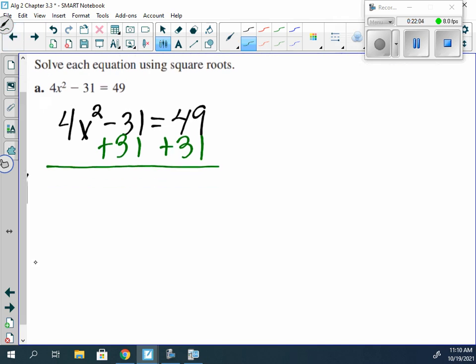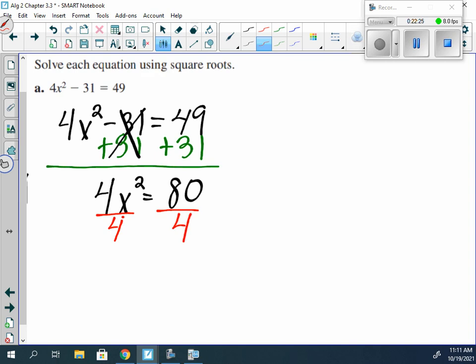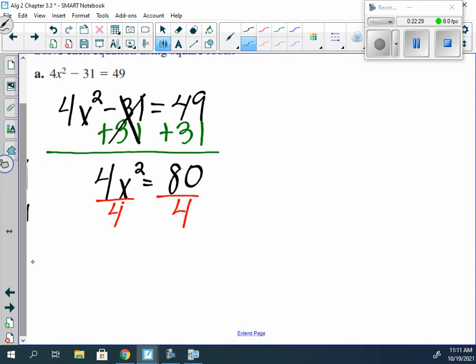And if we add 31 to both sides, well, negative 31 plus 31 is 0. So we'd have 4x squared equals 80. Is x squared completely by itself? No, we still have the 4, so we would divide both sides by 4. Which will tell us that x squared is equal to 20.